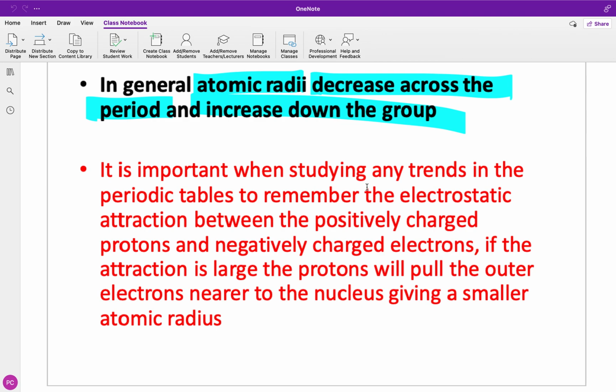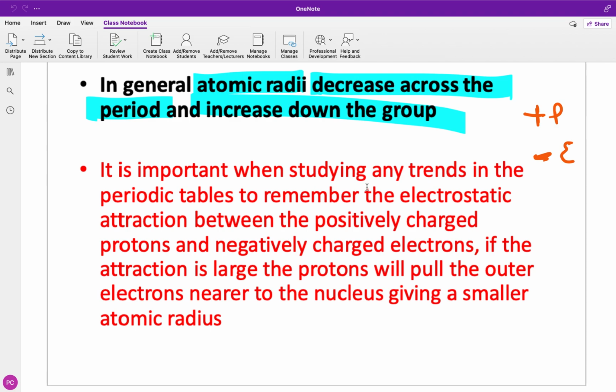So if you look at electrostatic attraction between the positively charged protons and negatively charged electrons, if the attraction is large, the protons pull the outer electrons nearer to the nucleus. So read that again. If the attraction is big between the pluses, the protons, and the negative electrons, the protons pull the outer electrons nearer to the nucleus, giving a smaller atomic radius. So you think of it like opposites attract. So the protons will drag on the electrons, bringing them closer.